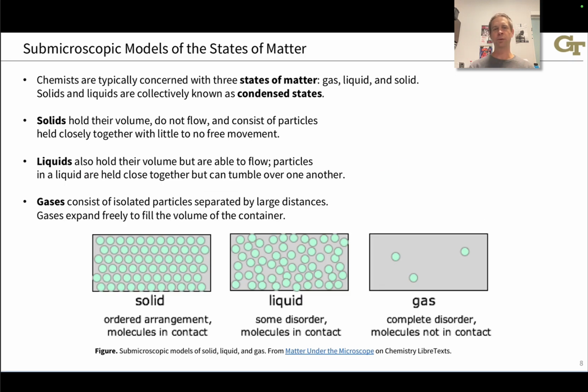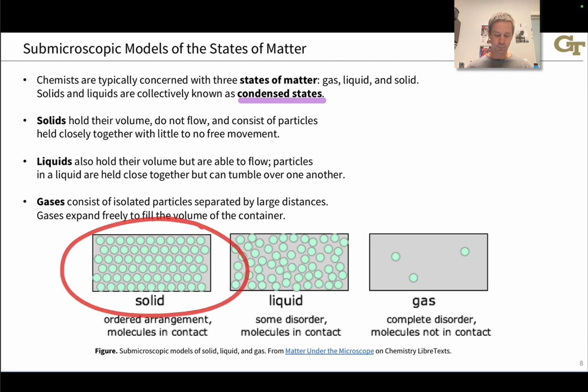As chemists, we're frequently concerned with the 3 states of matter: gas, liquid, and solid. Gas is known as a dispersed phase, and the solids and liquids are collectively known as condensed states, since particles are relatively close to each other. And I'm actually going to start with the submicroscopic representations of these states of matter, because these should really be burned into your memory before your first chemistry class.